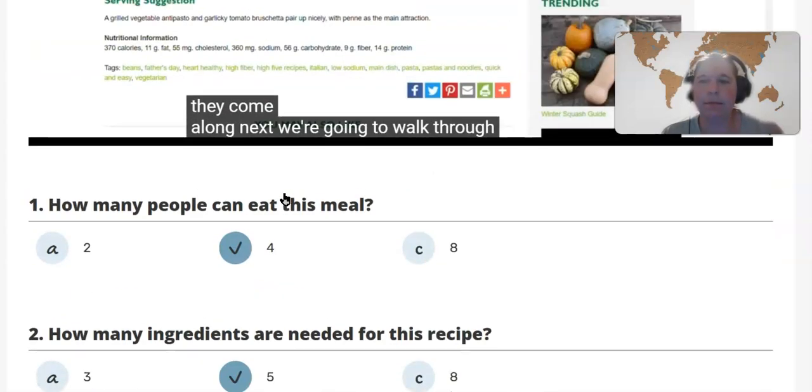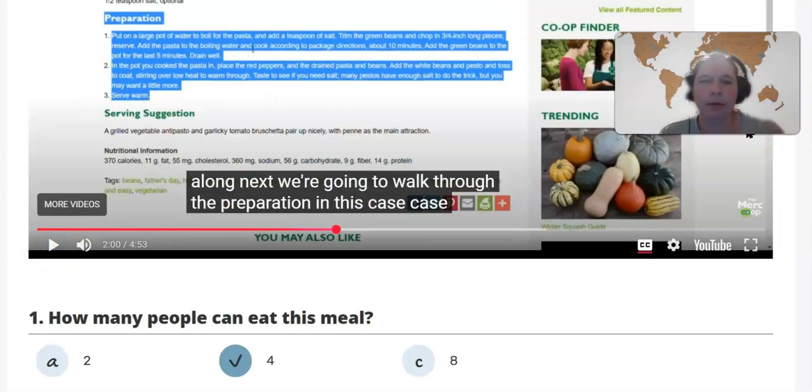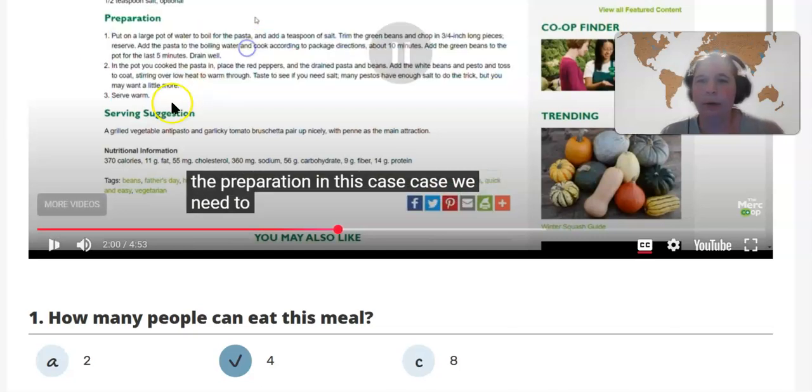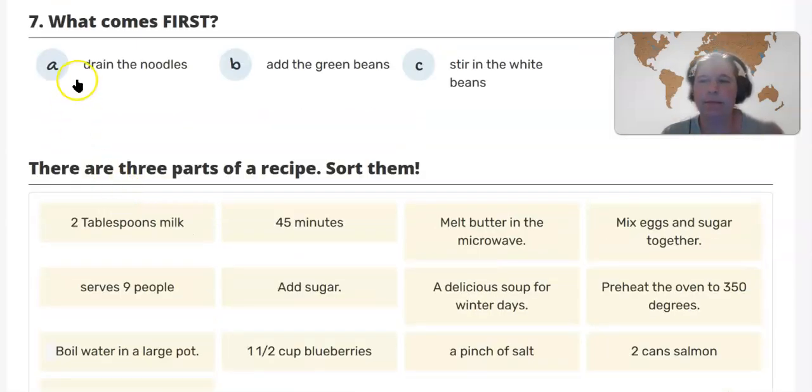Next, we're going to walk through the preparation. In this case, let's see. Put on pot of water to boil. Salt. Trim the beans. Add the boiling water. Pasta. Add the green beans. Drain well. Okay, what comes first? Drain the noodles. Add the green beans.